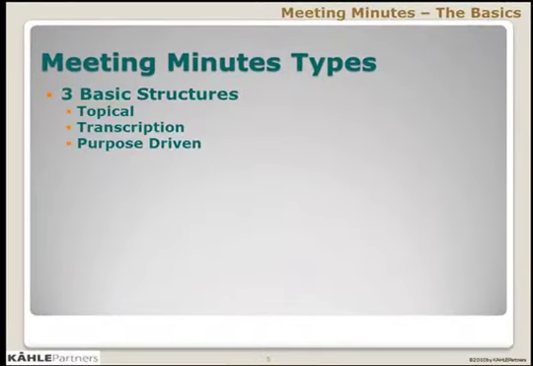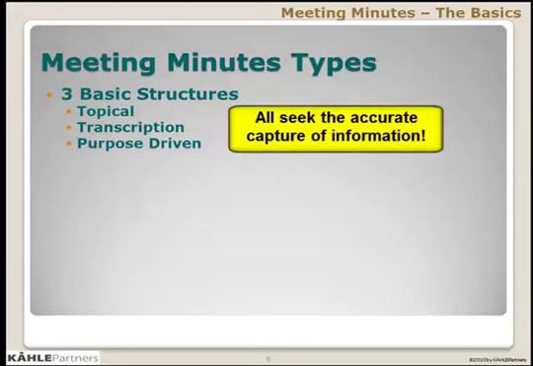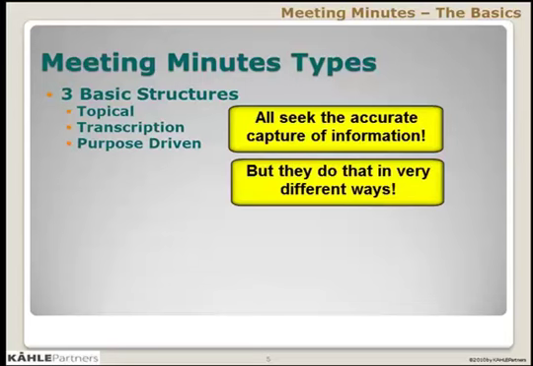As we said, there are three basic structures for minutes. We call them topical, transcription, and purpose-driven. And while they're all targeted at the accurate capture of information that is emerging within the meeting, they do so in very different ways. First, let's look at the topical approach.